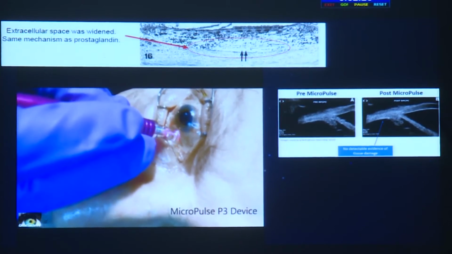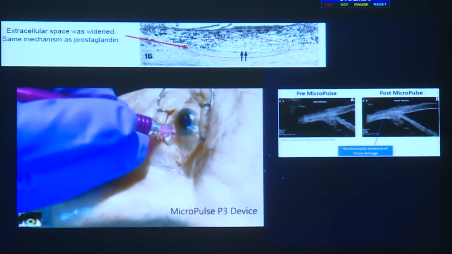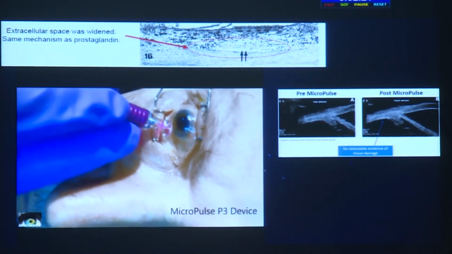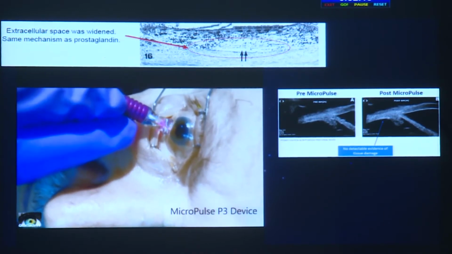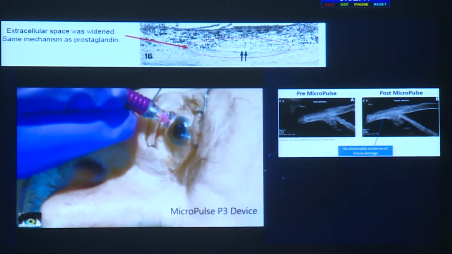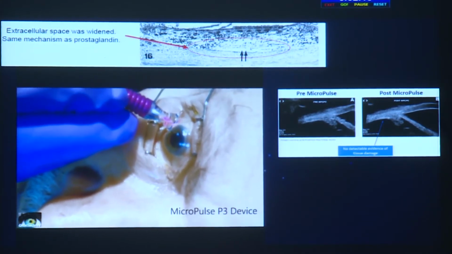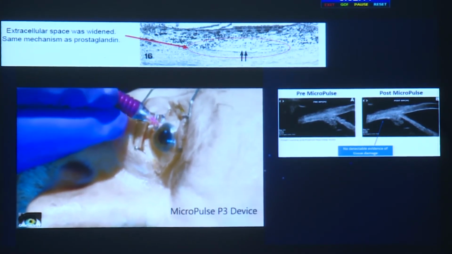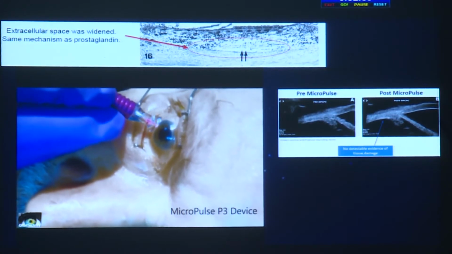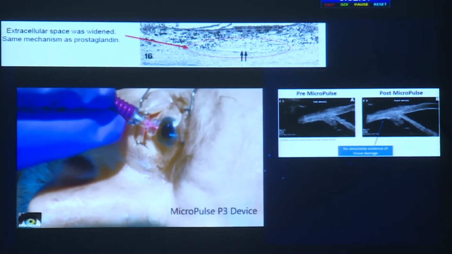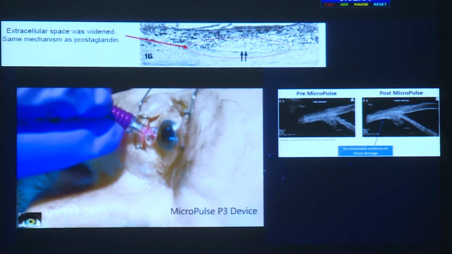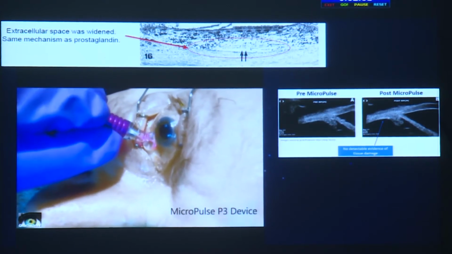This is how it has been done. The clockwise and anti-clockwise cycle has been done, and what it does is work by widening the extracellular space, same as PG analogs. The probe is placed on the pars plana region 1 millimeter away from the limbus and moved first in a clockwise manner and then backwards in 180 degrees, avoiding the 9 o'clock and 3 o'clock positions.